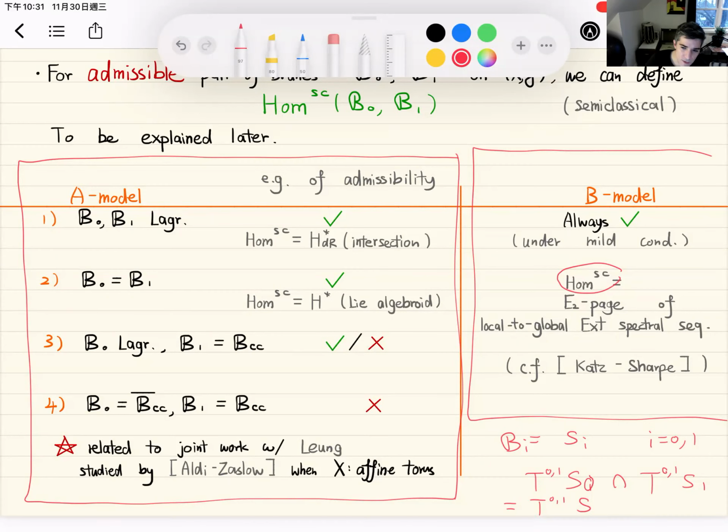Sorry, is this equation T01 S0 intersect T01 S1? Yeah. Should be equal to what? Equal to T01 of the intersection of S0 and S1.